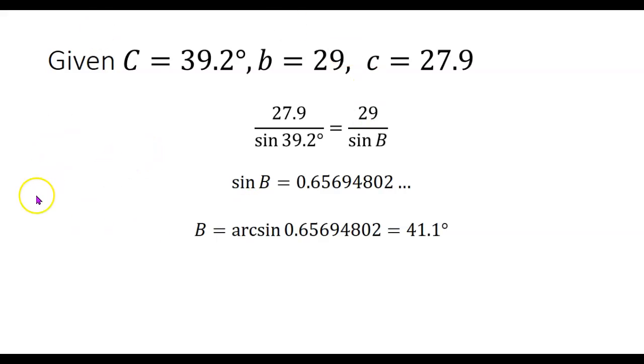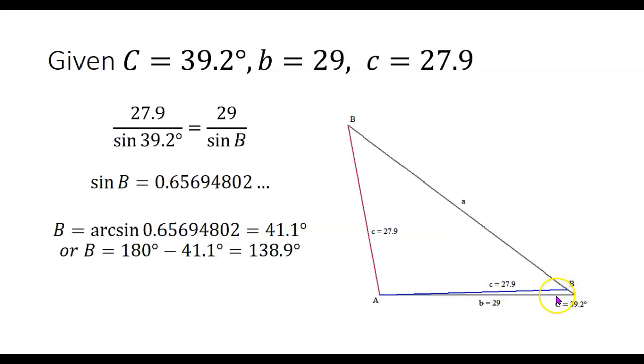But remember when I said that for every acute angle in quadrant 1, there's an obtuse angle in quadrant 2 that has the same sine. So there's another possibility for what B could be, so that the sine of B comes out to be 0.65694802. And that is 180 degrees minus 41.1 degrees, which is 138.9 degrees. So there are two possibilities for angle B, and it turns out there are two different triangles that would fit the information that we were given.